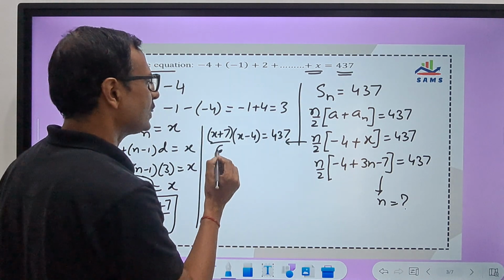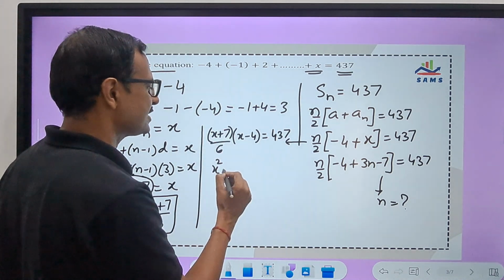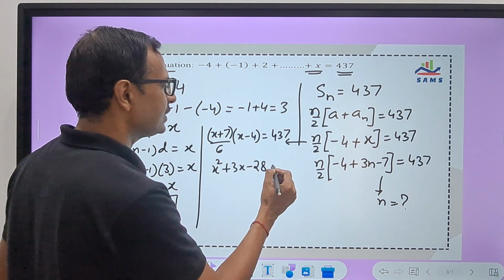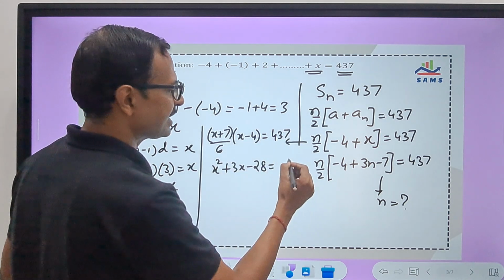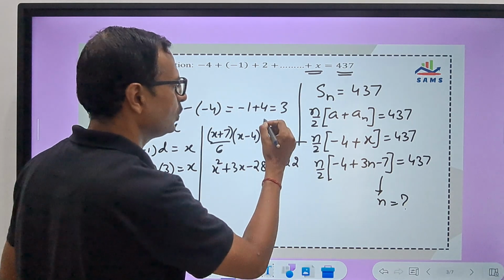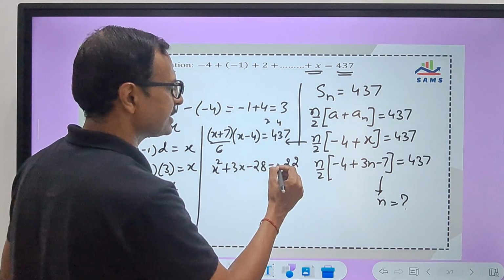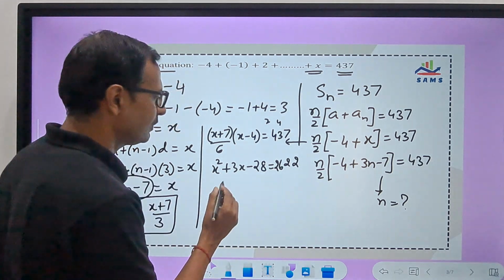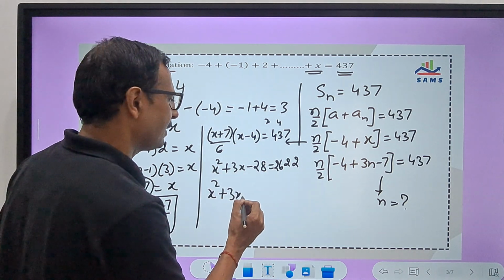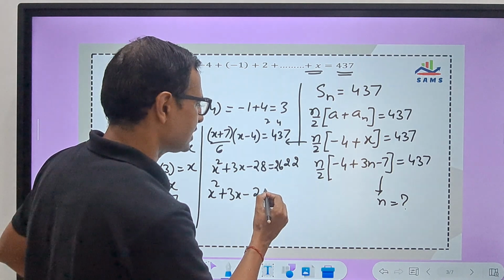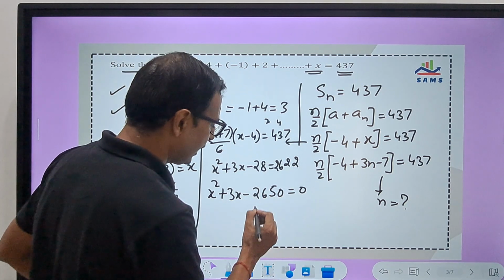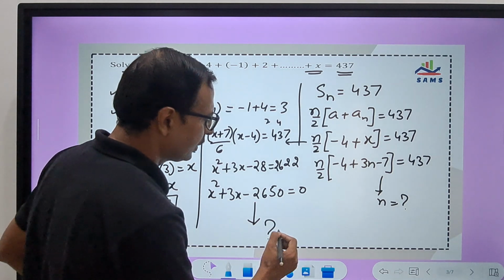So this will be x square, and then -4 plus 7 is plus 3, and minus 28 equals 6 times this, 6 7s are 42, so 2 4, 6 3s are 18, 22, 2 2, 6 4s are 24, 26, 2 6 2 2. So here we will have x square plus 3x minus 2650 equal to 0, and you can solve this and let me know in the comments.